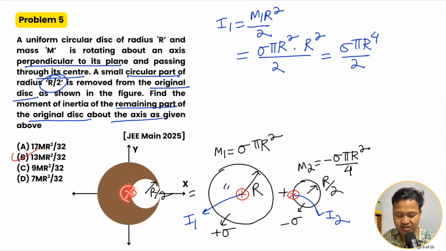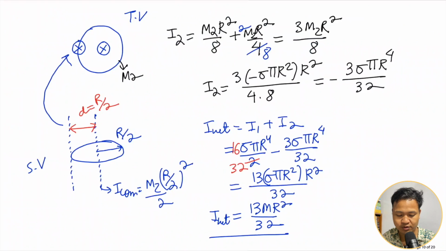The axis of rotation is given in the question. For the original disc the axis of rotation is not at the center but at the side, on the edge of the disc. So you find out the moment of inertia of this one and then you just add them. That will give you the net moment of inertia. Let's solve one more.